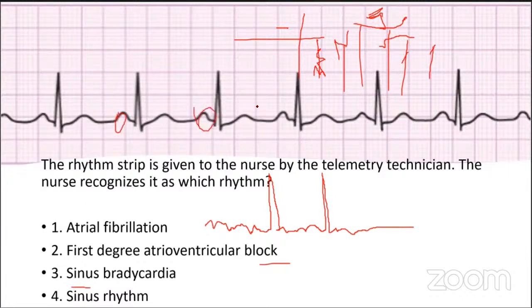Those P waves tell me the atria are contracting. Those P waves tell me the SA node has fired. Even though this is of a sinus origin, it's not a bradycardic rhythm because the heart rate is between 75 and 100. So number 3 is also wrong.